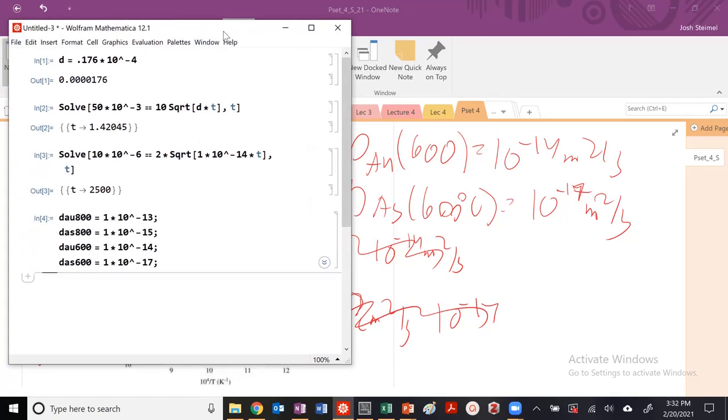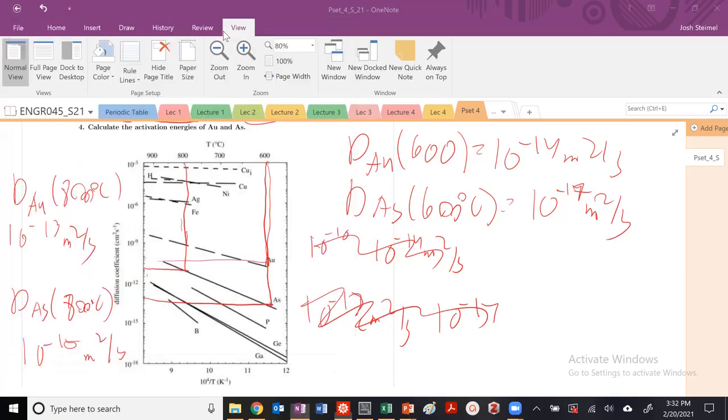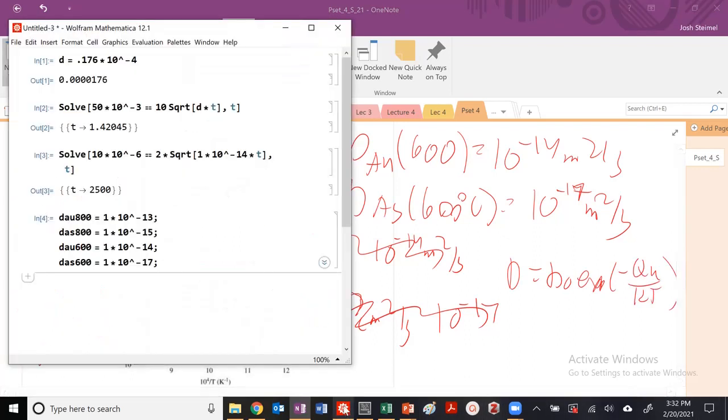Let me write that down. D equals D naught exponential of minus Q_A divided by kT. I know what my k is, so let's go ahead. My k is equal to 1.38 times 10 to the minus 23. And now I can solve.